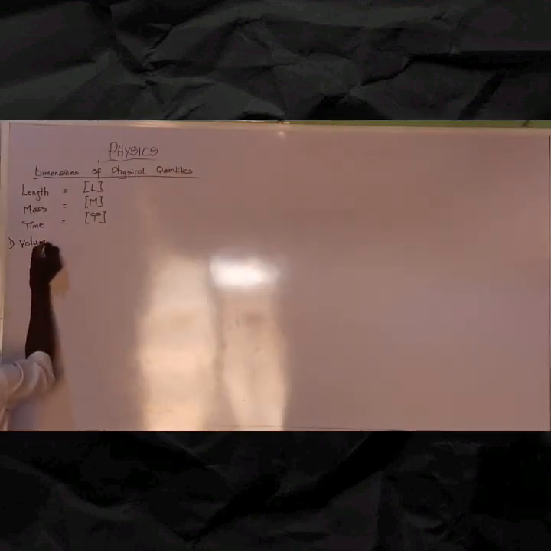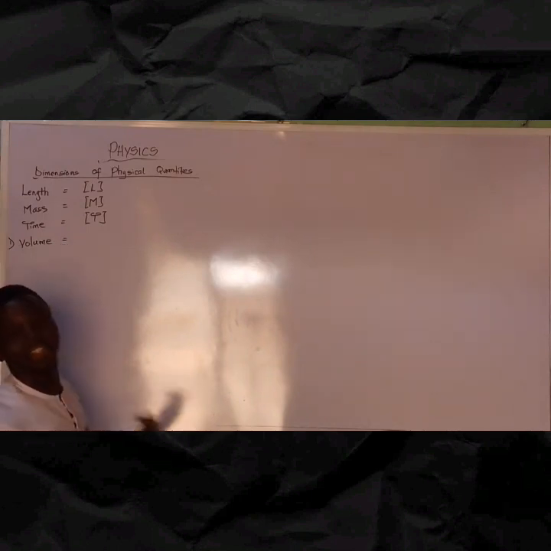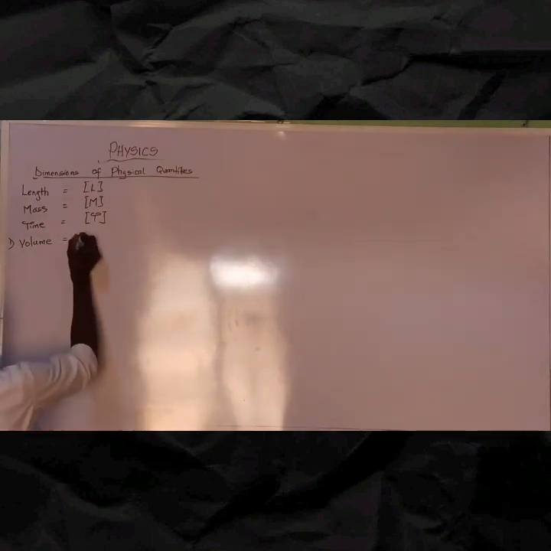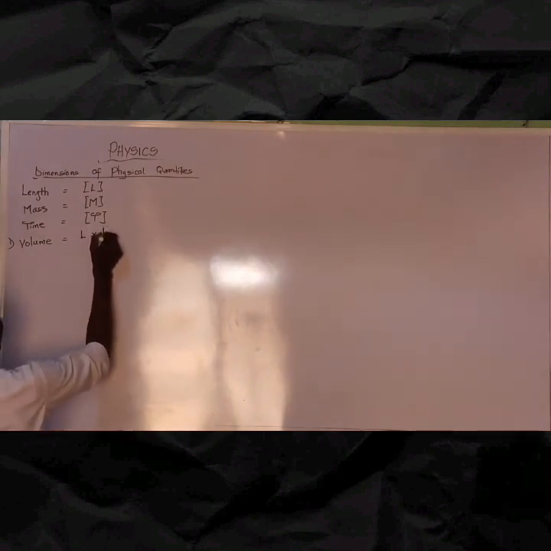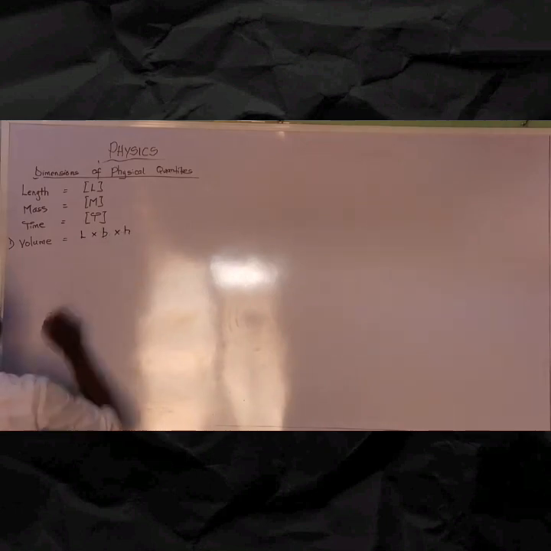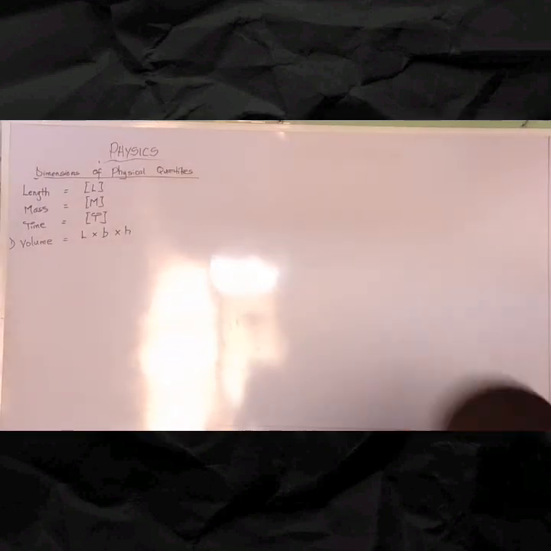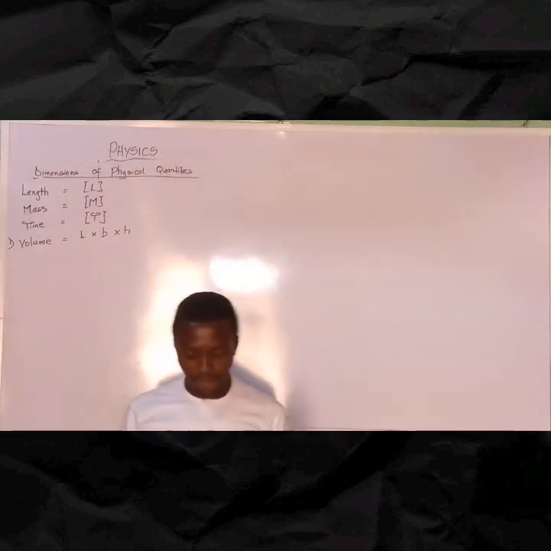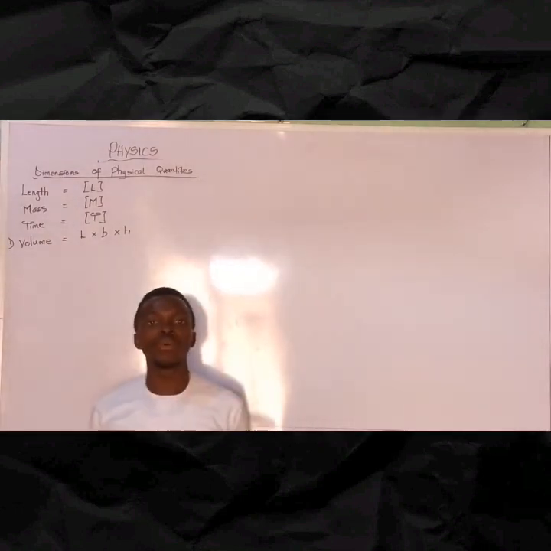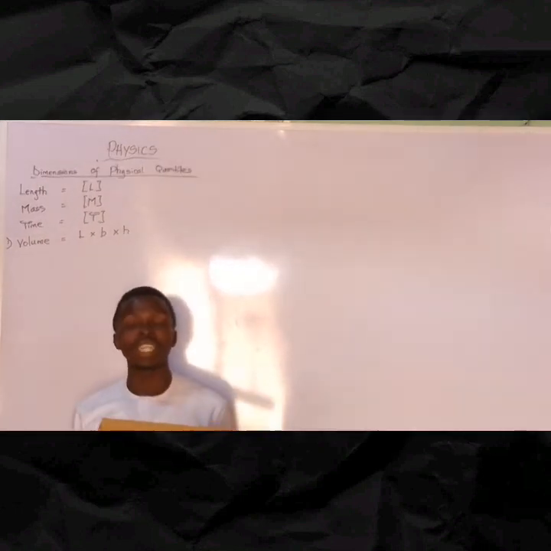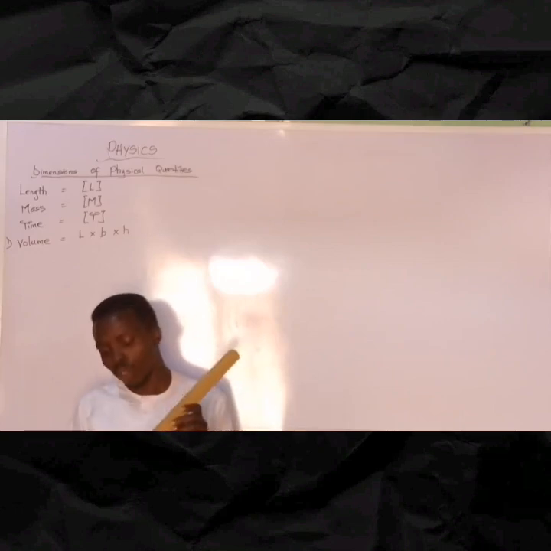First and foremost, you go back. How do you derive volume? Your volume is length times breadth times height. Now, one of the things I need you to know is that the position of an object determines the name we are going to call its dimension.